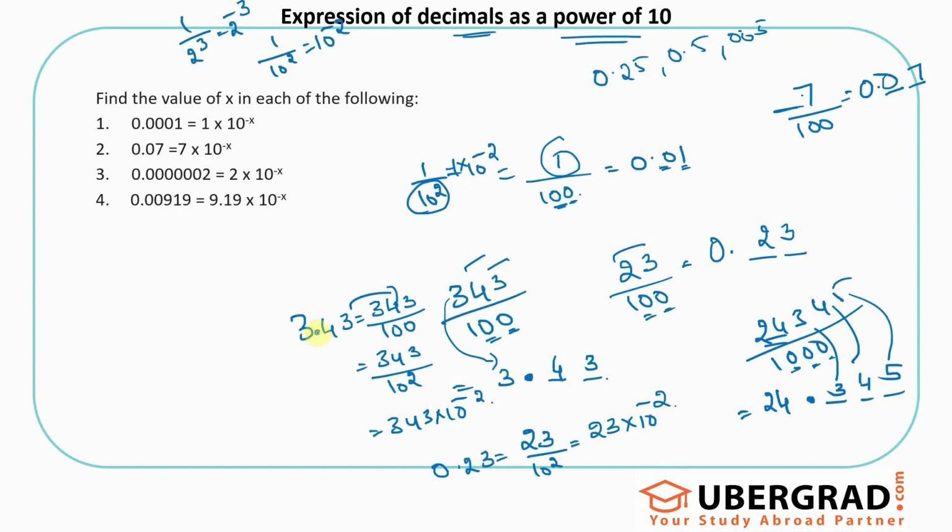See, after the decimal point you have 1 and 2, right? So 3.43, what I will do is I multiply this with 100 by 100. Because there are 2 decimal places, that's why I am keeping 2 zeros. So 3.43 into 100 by 100 is 343 by 100. Once I come to this place, 100 is 10 square, 343 by 10 square is 343 into 10 power minus 2.